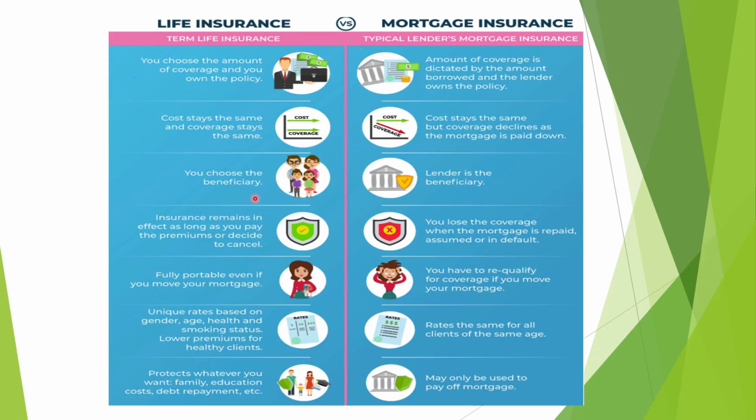Then another key benefit of life insurance is that you can protect whatever you want, like family, education costs, debt repayment, etc. Like I said, you choose the coverage based on your DIME method. So if you choose using the DIME method, it protects all your needs: your family needs, your education, your debt, your costs, your repayment, everything you're considering when you buy the life insurance.